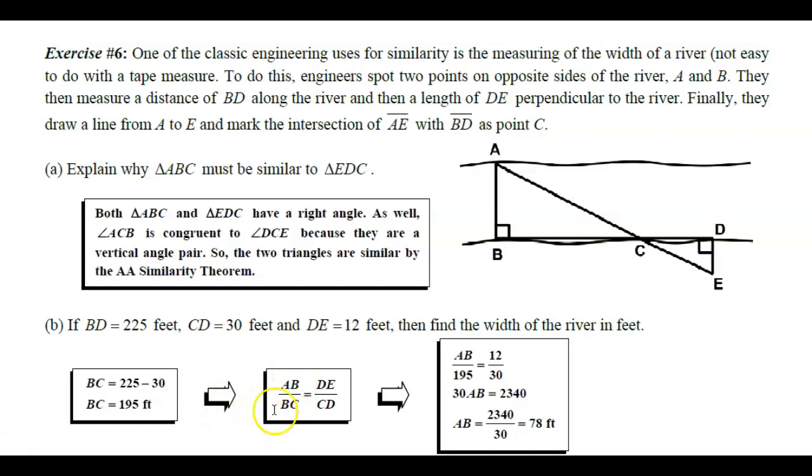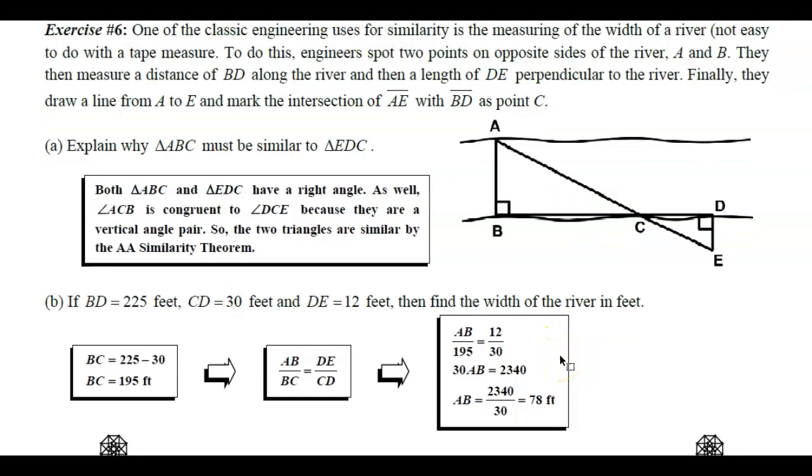I know that the AB and the BC segments will form a ratio because they're in the same triangle. DE and CD would have the same proportion or the same ratio as AB and BC because they correspond in the second triangle. So I just want to put in all the information I know. I know that BC is 195, DE is 12, CD is 30, and so I can do a cross product and solve that and get 78. So you'll see several problems like this, similarity problems that will allow you to get missing sides on triangles by setting up ratios and making sure that they match up.